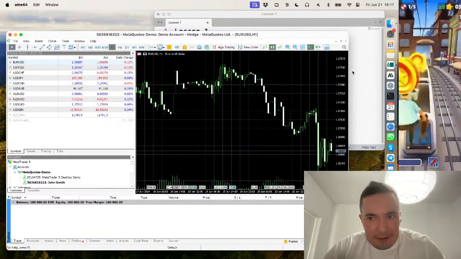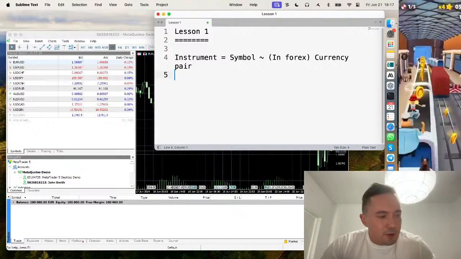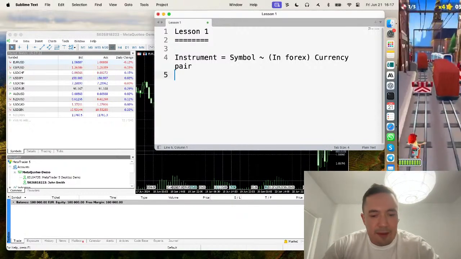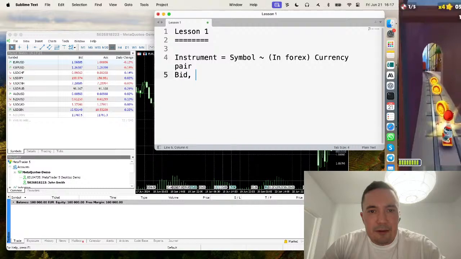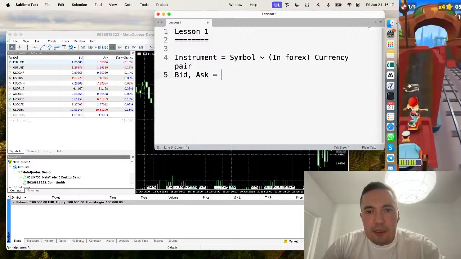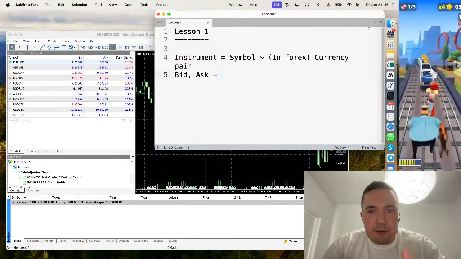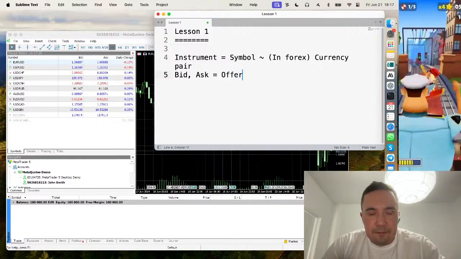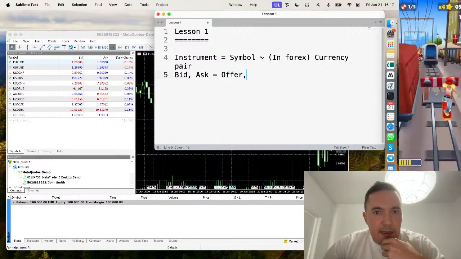Oh, by the way, let's write down some terms so that we don't forget them. So we've covered bid and ask. Also, in some places, ask is called offer. So ask price is the same as offer price.